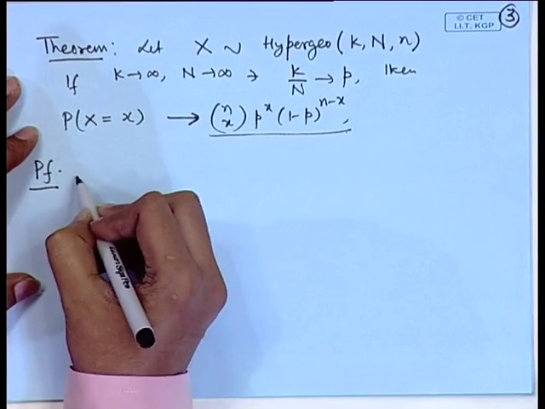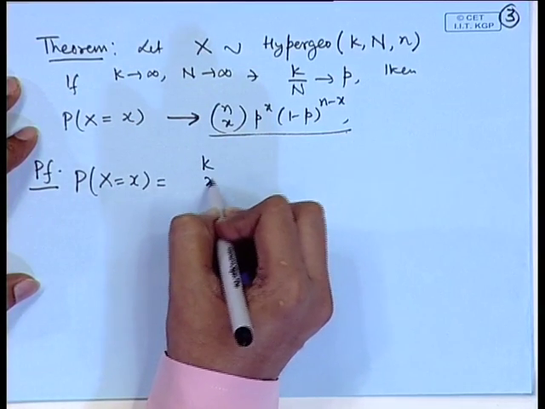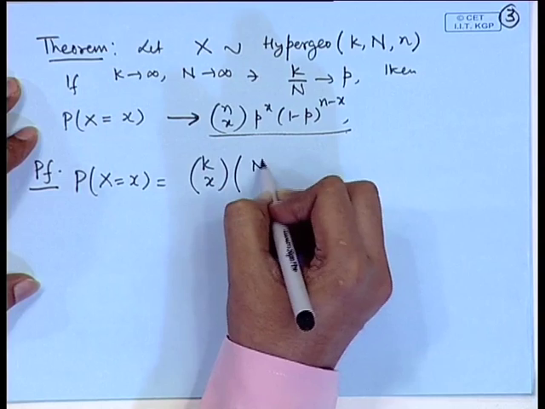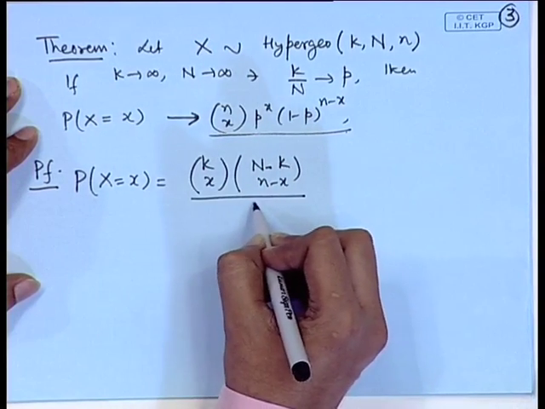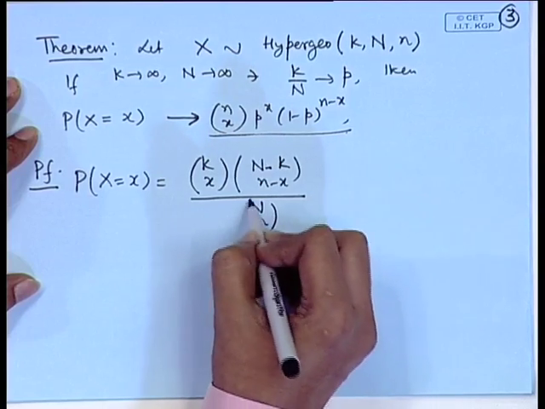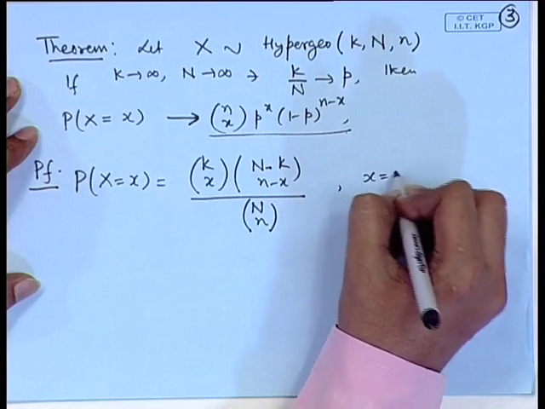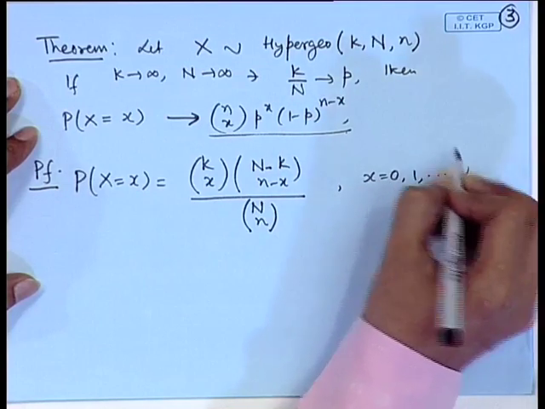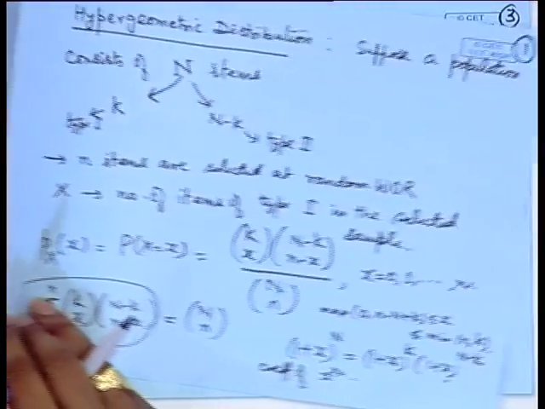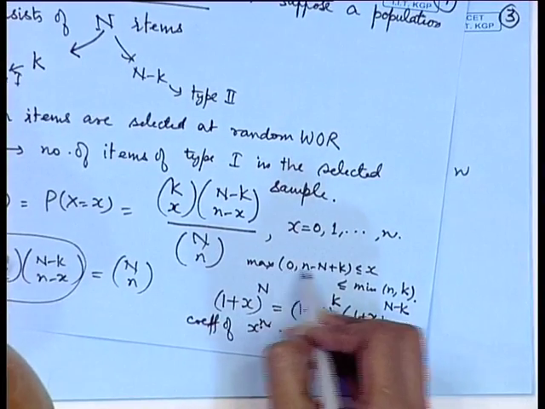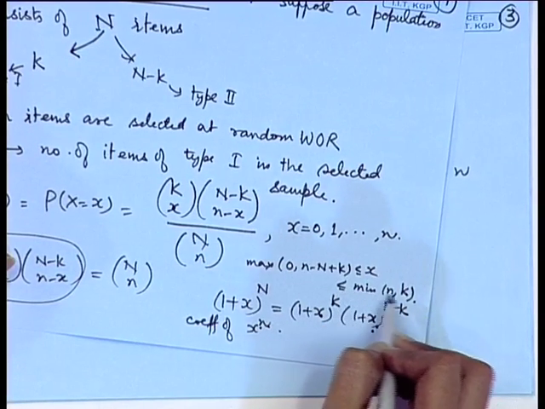So, in a hypergeometric distribution, probability that X equal to x is written as k C x (N minus k) C (n minus x) divided by N C n. Here the values of x are from 0, 1 to n, subject to a restriction that x is between maximum of 0, n minus N plus k, to minimum of n, k.